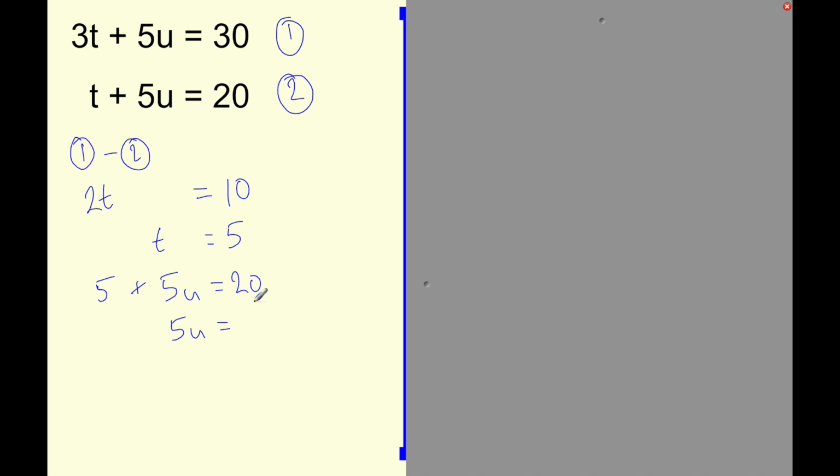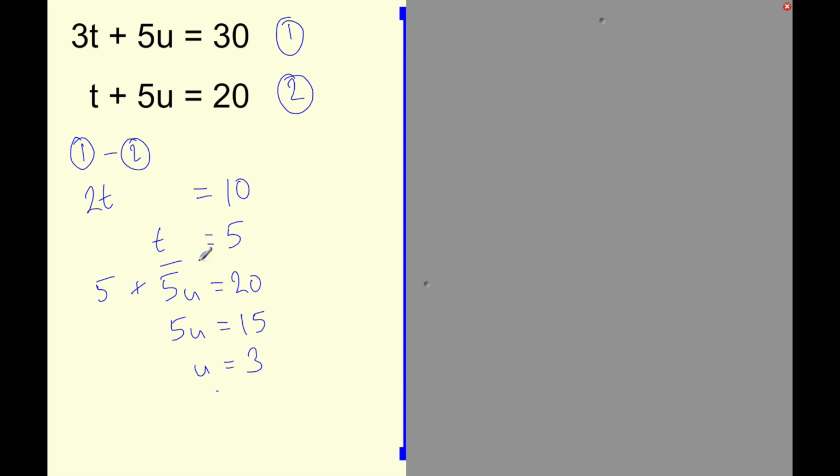So as you have knowledge of solving equations, 5u is going to equal 15. We've subtracted 5 from each side. So we've got 5 lots of u is 15. 1u will equal 3.